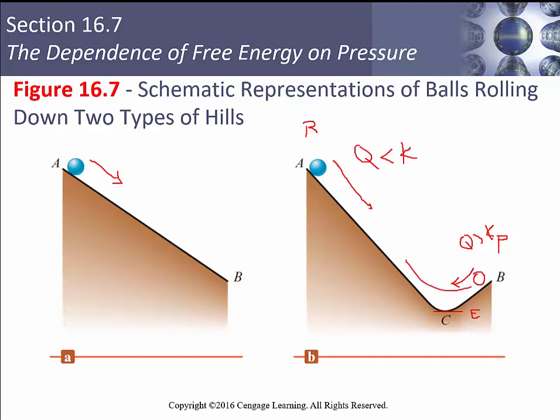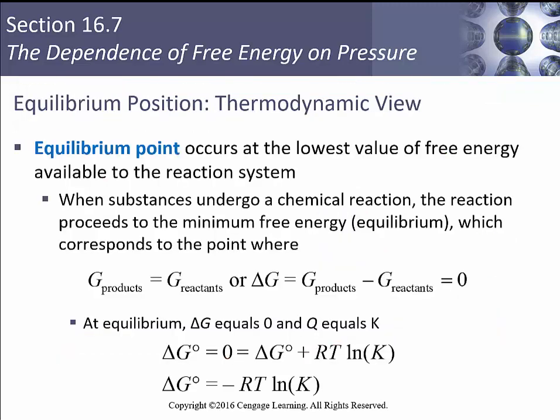It's going to roll up and down until it eventually stabilizes at that equilibrium position, that lowest possible energy. No more work is able to be done. The equilibrium point occurs at the lowest value of free energy, where we can't do any more work.